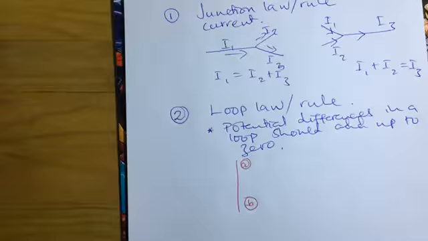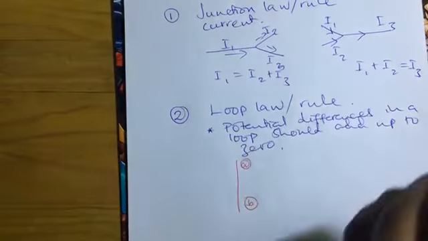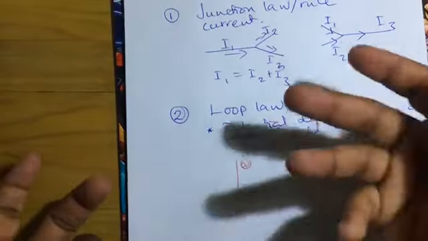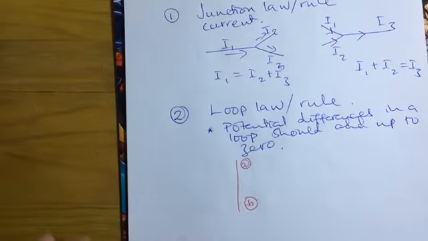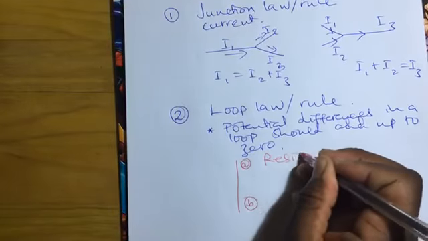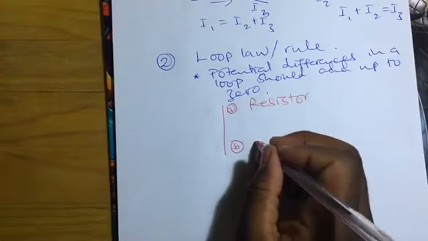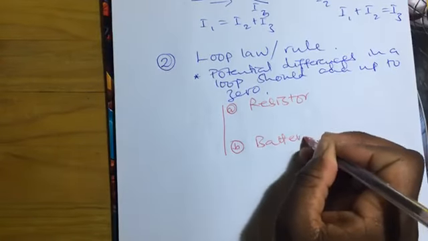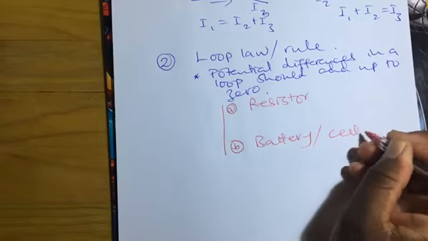What two things did we say a loop is going to have? Excellent. So we're going to have resistors and a battery. We just use the word battery, whether we're referring to one and so on, it doesn't matter. So we're going to have a resistor and a battery. But of course, a battery is also called a cell.